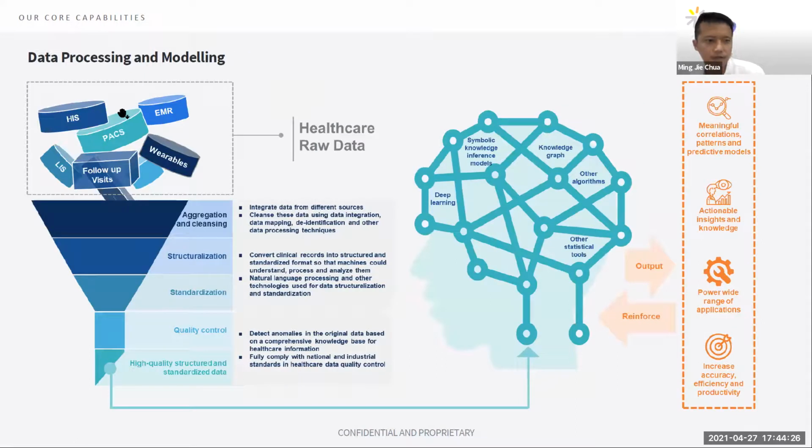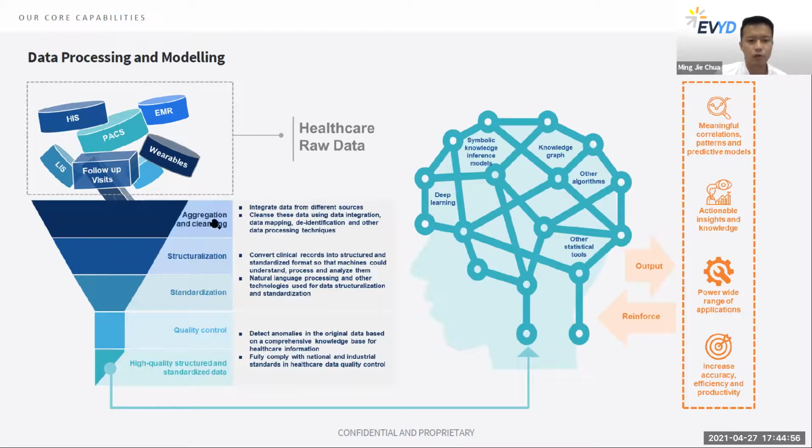So here's another view of the steps that are involved in the data processing. The first step is actually aggregating data from different hospitals' information systems. And here you can see the systems that we aggregate the data from when we serve hospitals or when we serve the local health departments. We have HIS, we have PACS, EMR, LIS, etc.